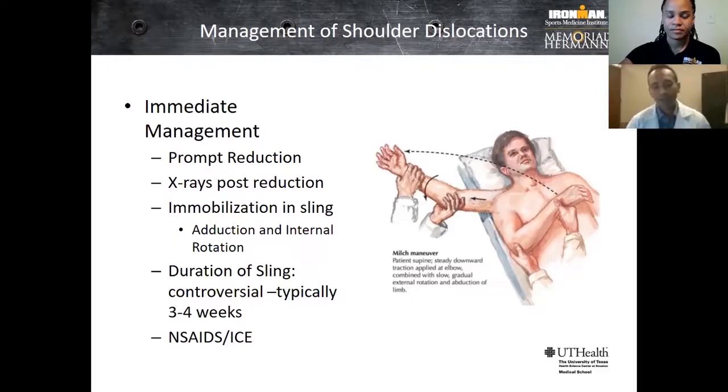After you've reduced the shoulder, you take the gradual range of motion, make sure you have a good reduction, and if you can, get some x-rays, which are very important to confirm the reduction at some point after you've done it on the sideline. You immobilize in the sling, mainly in adduction and internal rotation, with the arm up in this position. Usually the duration of the sling is controversial. It ranges from 3 to 4 weeks, but usually once they get their range of motion back and they feel pretty comfortable and have confidence in their shoulder. You want to treat this with non-steroidal anti-inflammatories and ice.